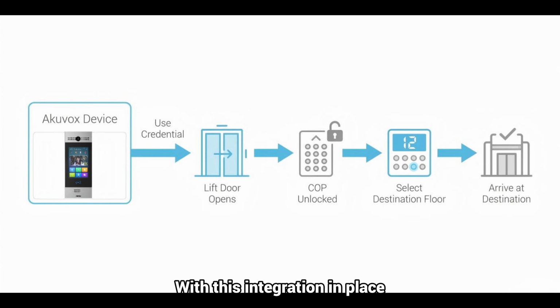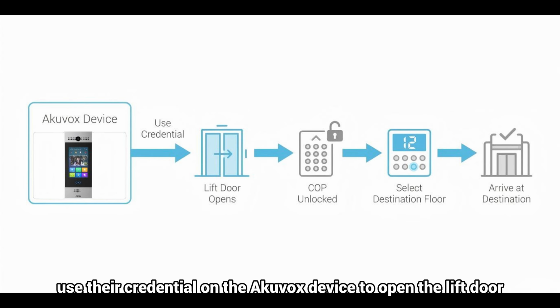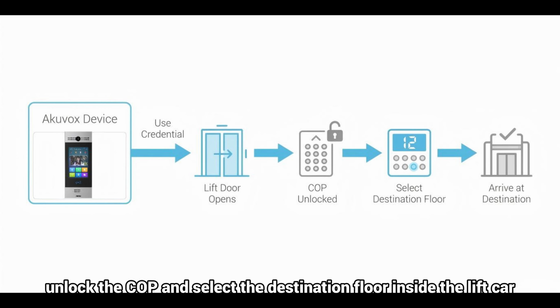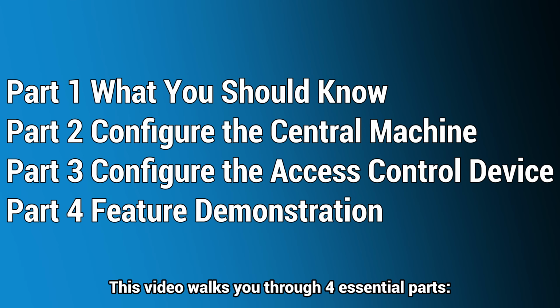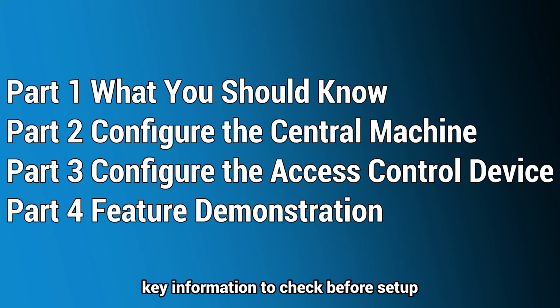With this integration in place, authorized users can, first, use their credential on the Akuvox device to open the lift door. Second, unlock the COP and select the destination floor inside the lift car. This video walks you through 4 essential parts: key information to check before setup, how to configure the central machine, how to configure the access control device, and finally, how the feature works.